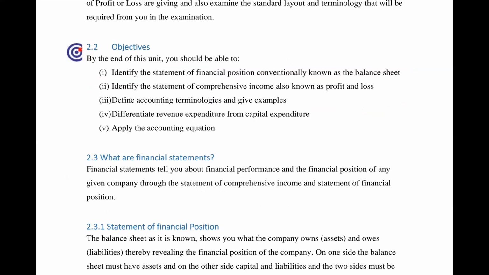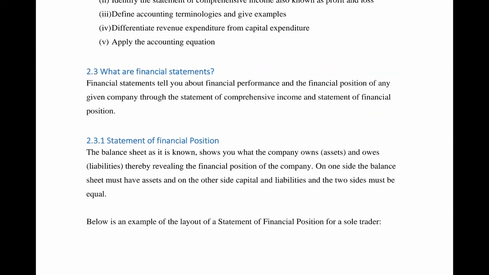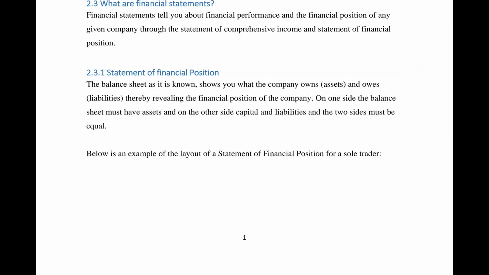So now, financial statements will tell us the financial performance and the financial position of any given company through the statement of comprehensive income and the statement of financial position. Now, what is the statement of financial position? It shows us what the company owns, which we call the assets, and it shows us what the company owes, which are liabilities. Sometimes you call it the balance sheet.